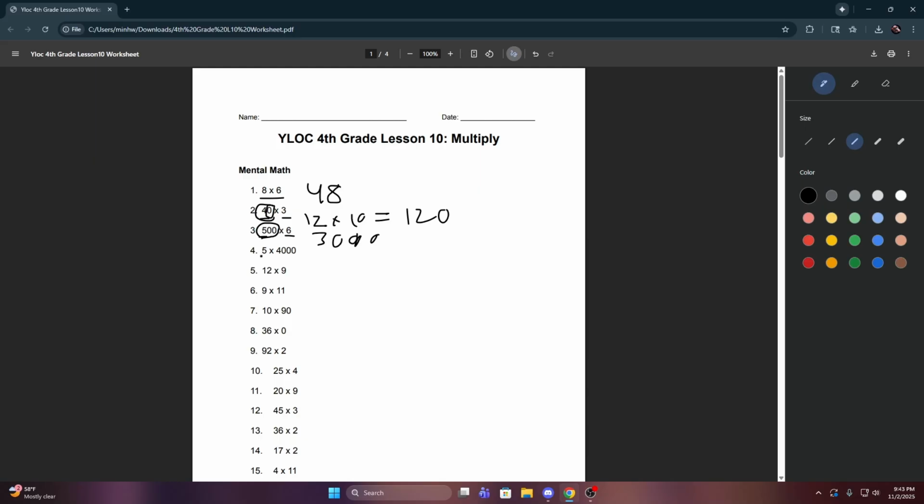Here, again, same type of idea. 5 times 4 is 20. You can kind of just tack on the rest of these zeros, so we have 3 extra zeros, so this will be 20,000. Here, 9 times 12, 108. 9 times 11, 99. 90 times 100, times 10 is 900. And anything times 0 is 0.